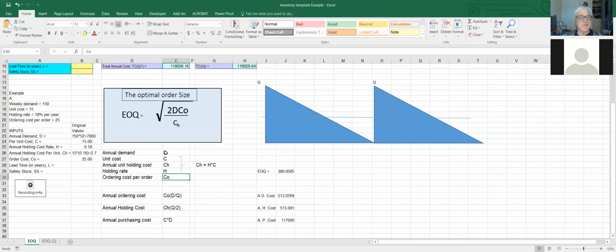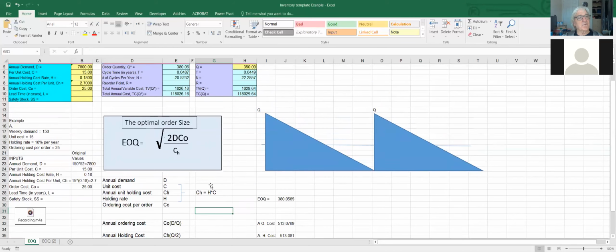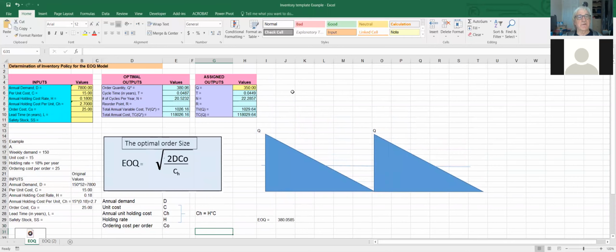So with these definitions, you can come up now with the different annual costs. But before we go there, I want to show you the inventory template. What do you enter here? For this, I formed a small prototype example. It's an item whose weekly demand is 150. Here you need the annual demand, so notice that I multiply 150 by 52.